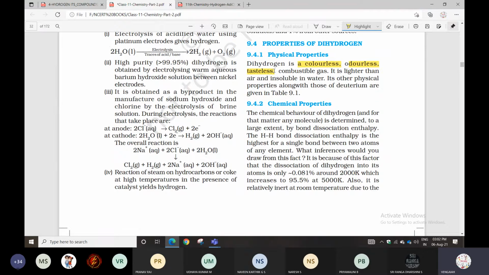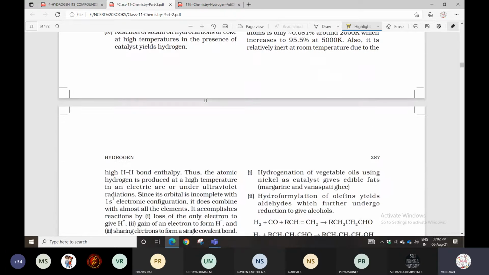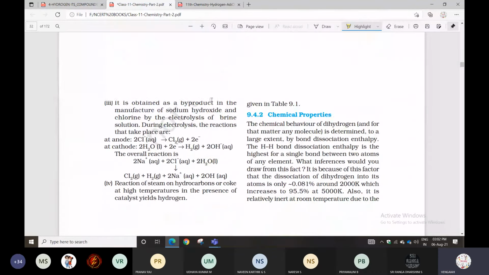Its other physical properties, along with those of deuterium, are given in Table 9.1. It is there along with some uses also. Okay, no problem. Listen here.